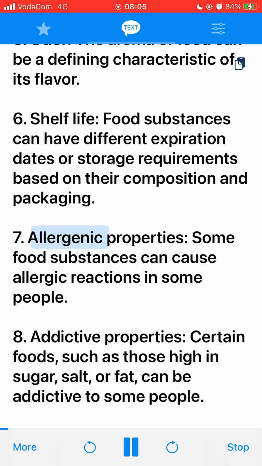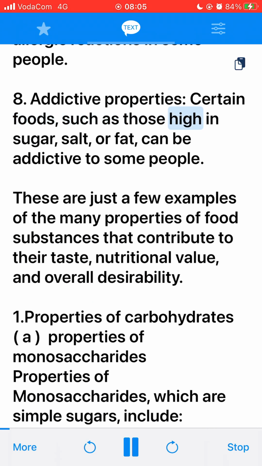7. Allergenic properties. Some food substances can cause allergic reactions in some people. 8. Addictive properties. Certain foods, such as those high in sugar, salt, or fat, can be addictive to some people. These are just a few examples of the many properties of food substances that contribute to their taste, nutritional value, and overall desirability.